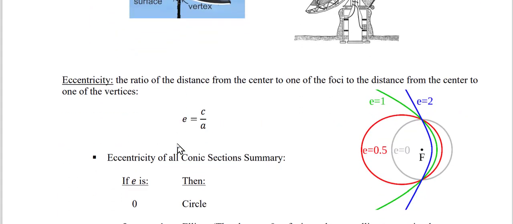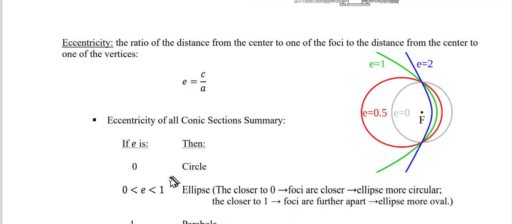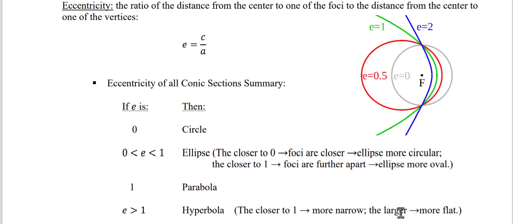A little bit here about eccentricity, just kind of summarizing. If E is 0, then you have a circle because C is 0. If E is between 0 and 1, you have an ellipse. The closer it is to 0 means the foci are closer and the ellipse is more circular. The closer to 1, the ellipse would be more oval.